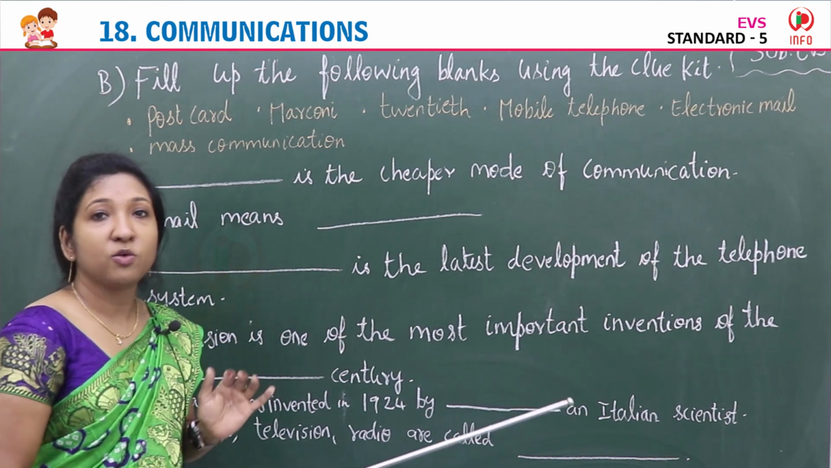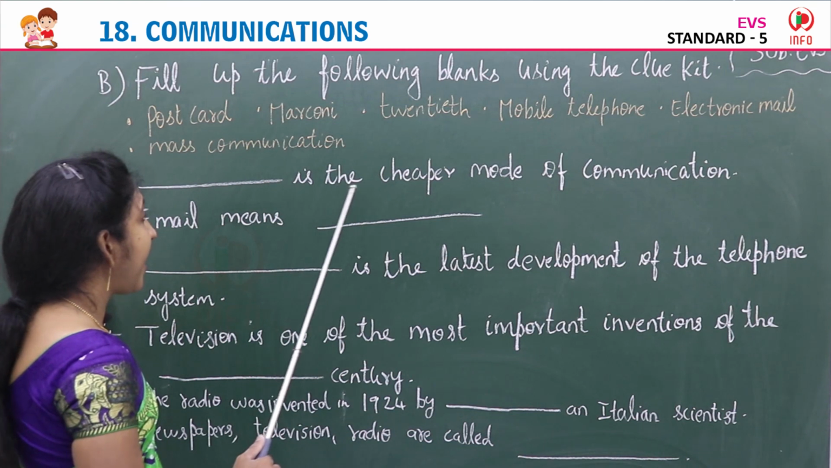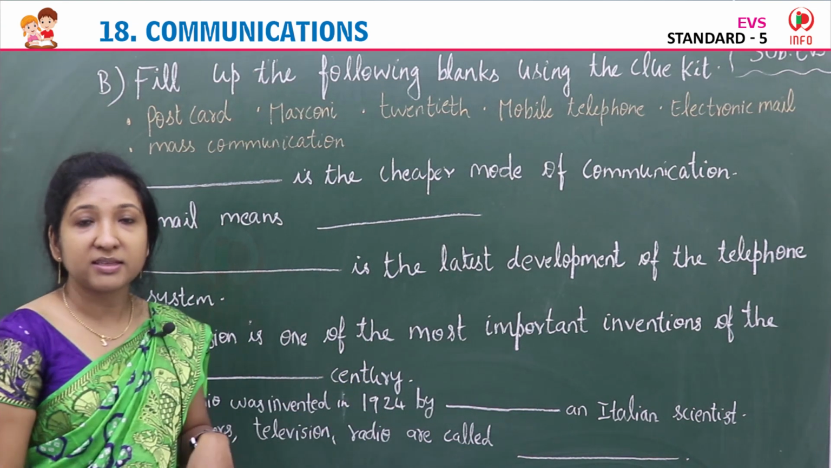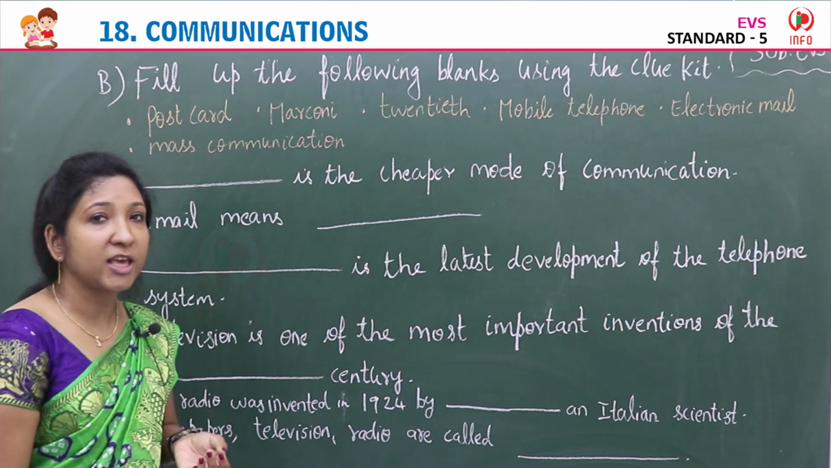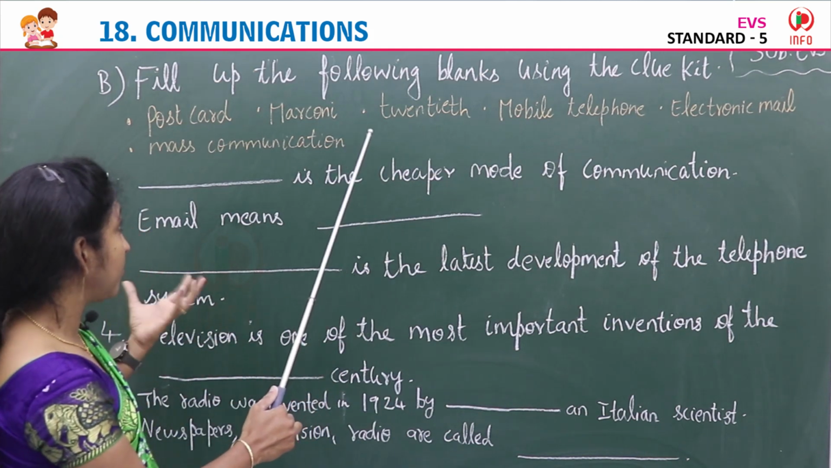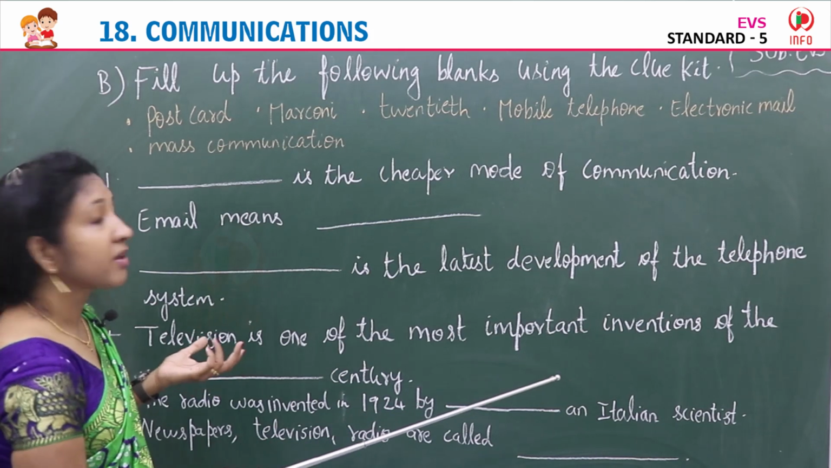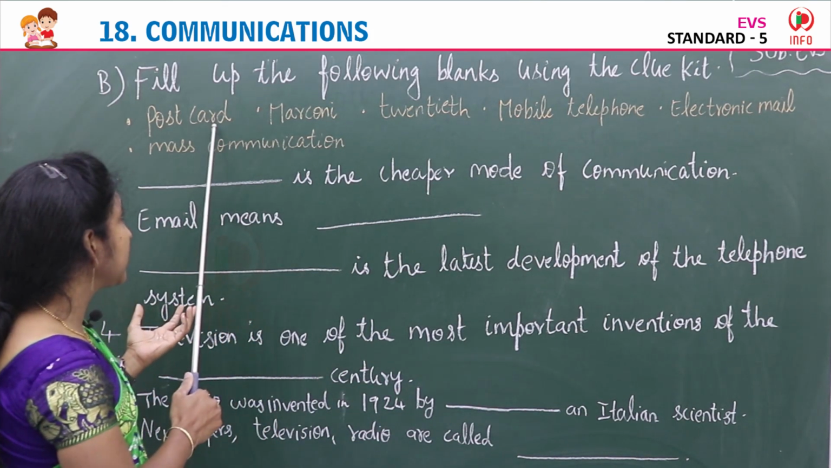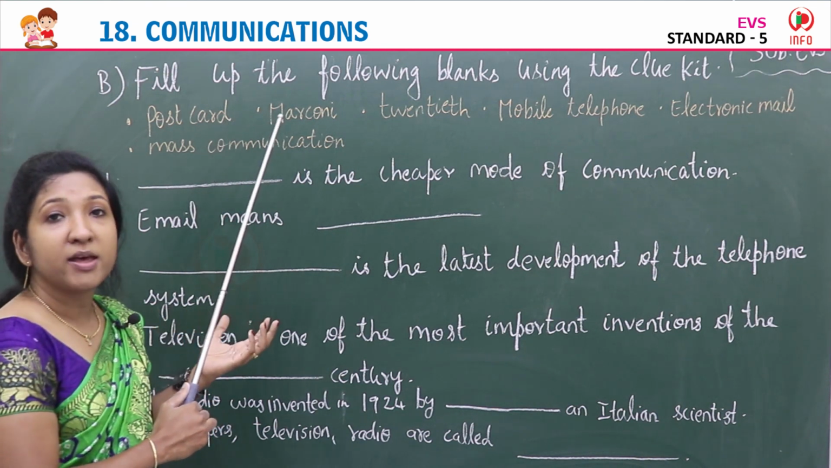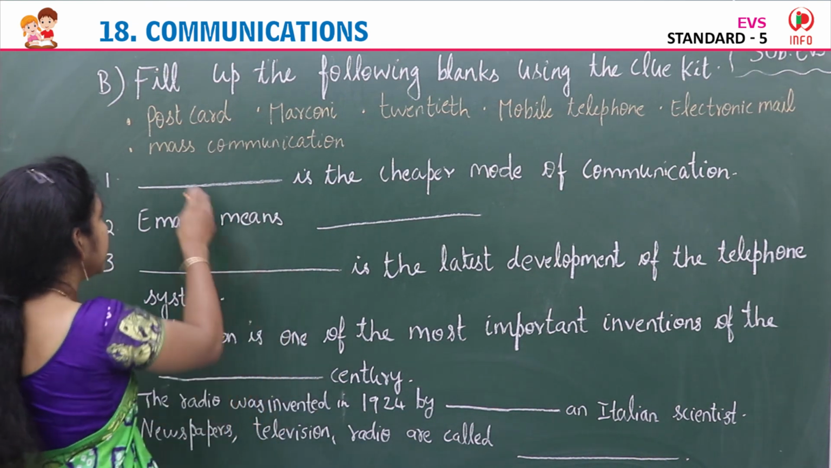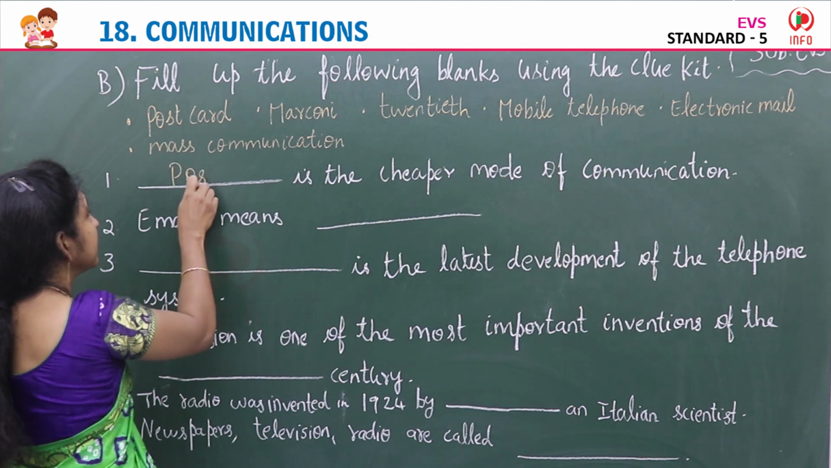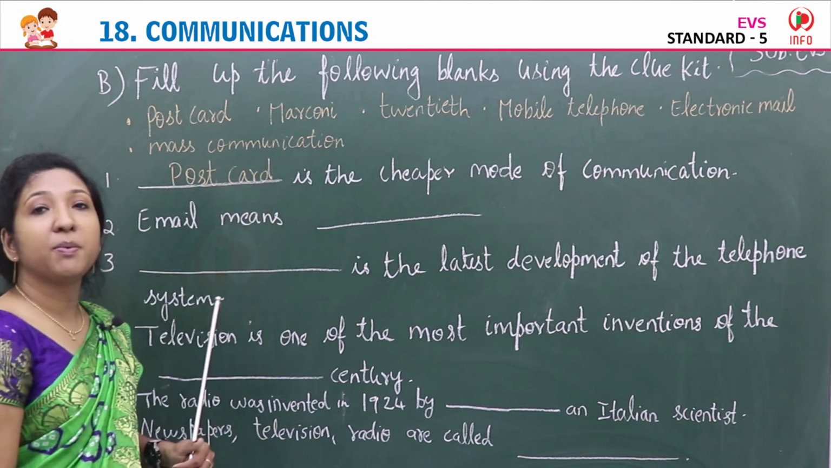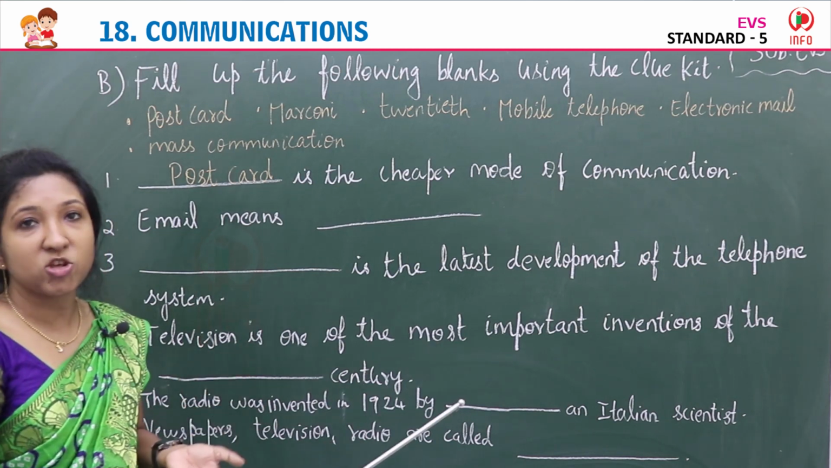Yes, so our first question is, dash is the cheaper mode of communication. Which is a cheaper mode of communication? Find out the word from the clue kit, children. Yes, postcard is the cheaper mode of communication. So you can write here postcard, P-O-S-T, post, C-A-R-D, card. Postcard is the cheaper mode of communication.